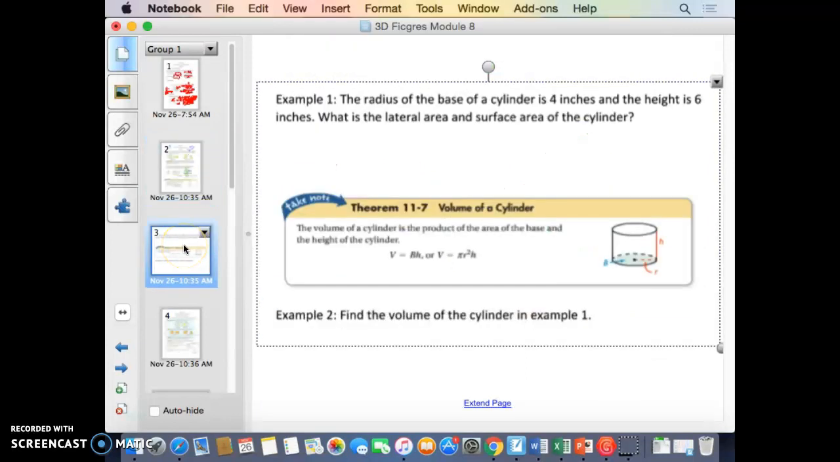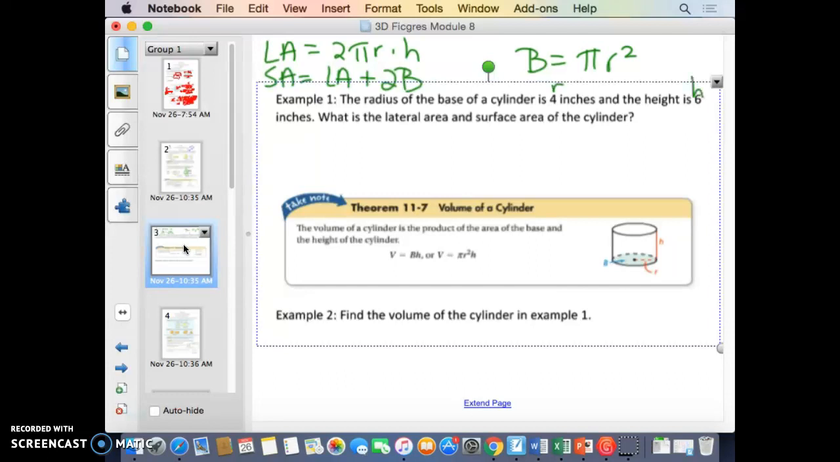So example number 1 says the radius of a cylinder. Let's write our formulas down first. Lateral area equals 2 pi r times h, and then surface area is the lateral area plus 2 times the base. Please remember that the base equals pi r squared. The radius of the base, so r equals 4. The height is 6, so this is h. What is the lateral area and surface area?